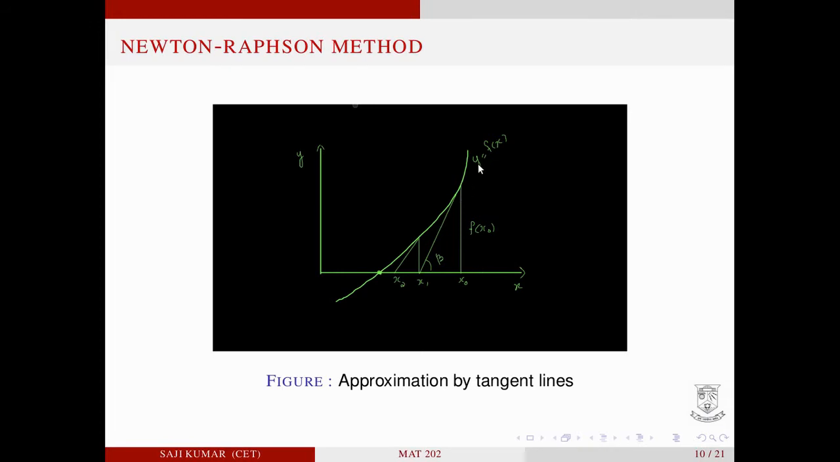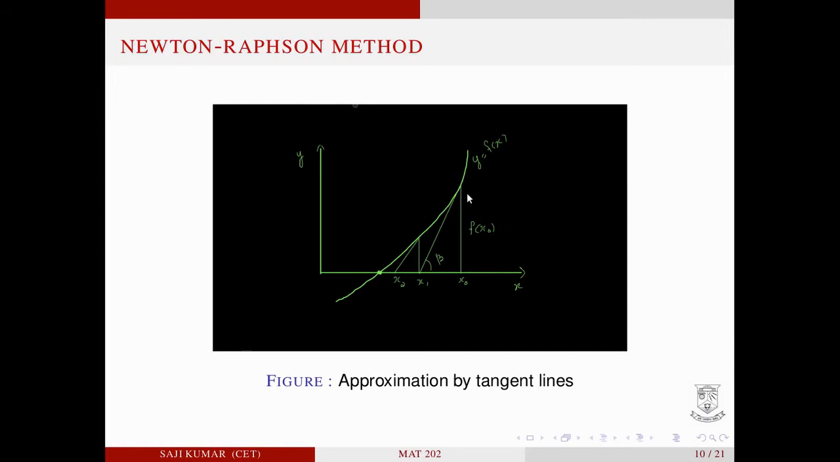We are drawing a tangent line to the curve y is equal to f(x) at the point x is equal to x0. And we are extending that tangent line to meet the x-axis at the point, say x1, which is taken as the first approximation of the root. If the extended tangent line makes an inclination beta with the positive direction of the x-axis, we can measure the slope of the tangent line as tan beta. Also, from the graph of the function y is equal to f(x), we can measure the slope of the curve at x is equal to x0 by differentiating the function f(x) and evaluating the derivative f'(x) at x is equal to x0, that is, the slope is f'(x0).